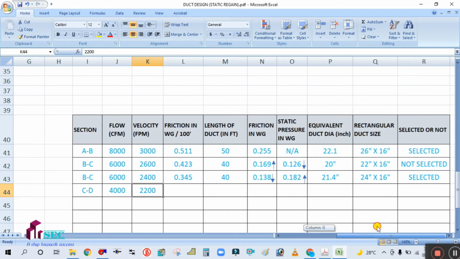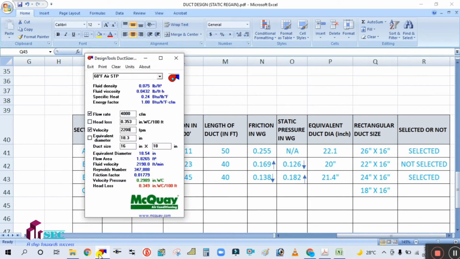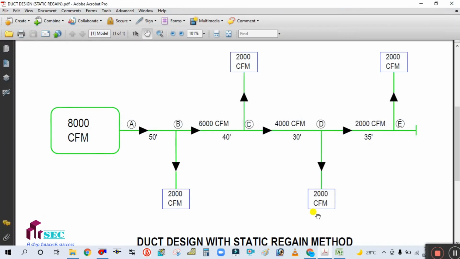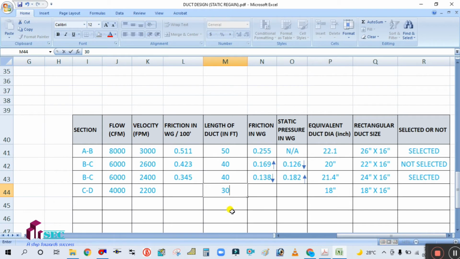So simply enter here 18 inch by 16 inch. Okay, and round duct diameter is 18 inch. And duct length from this is 30 feet. So simply enter here 30 feet.